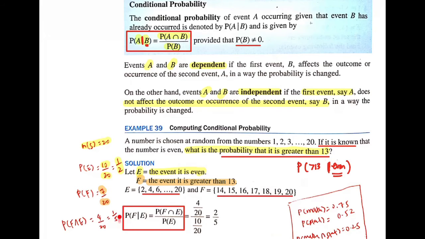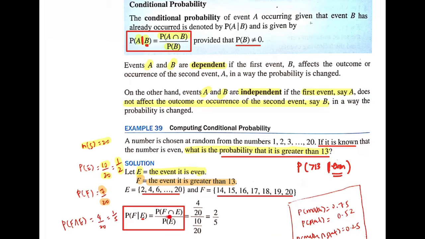Now let's look at the formula written here. We want to find the probability of the number greater than 13, which is event F, given that it is known that the number is an even number. So let's open up the formula: P(F intersect E) over P(E). Don't forget, you must divide by the event that already happened. So divide it by P(E).